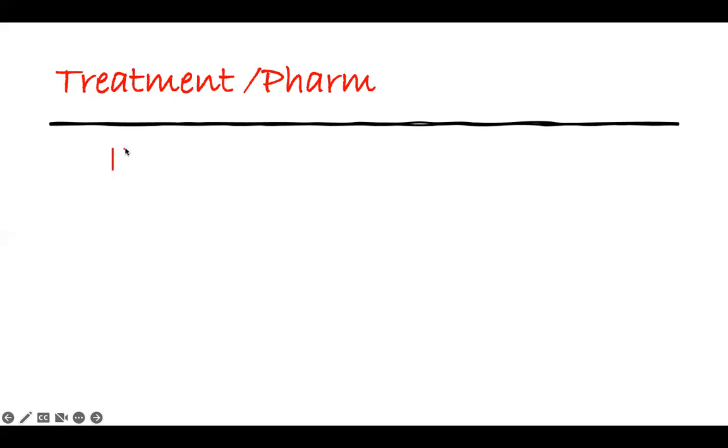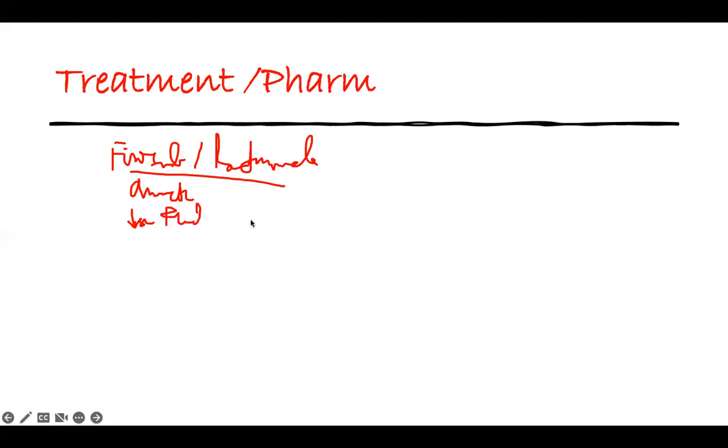So furosemide, this is Lasix, or bumetanide. They are diuretics, so you pee out the urine. They decrease fluid in the system, so the urine output is going to increase to get rid of the fluid.